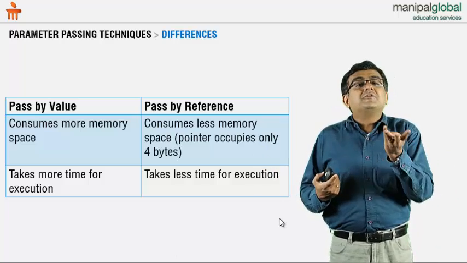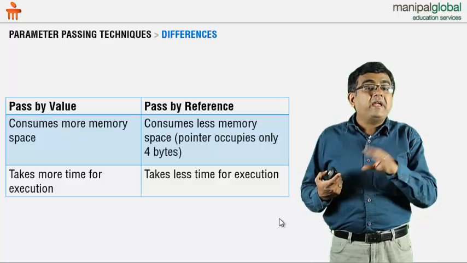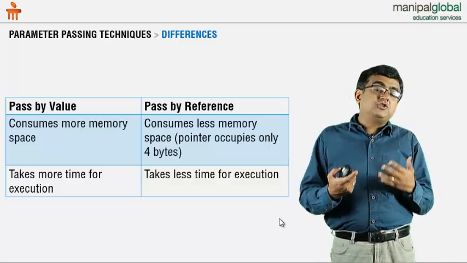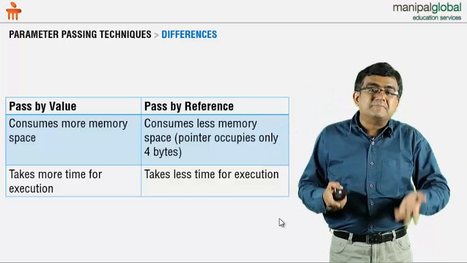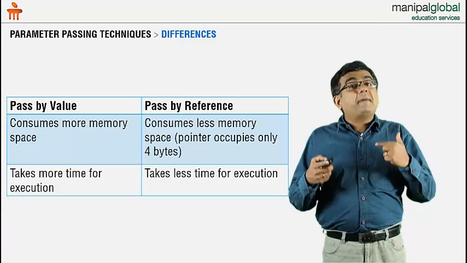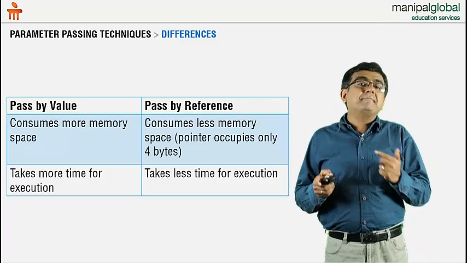In pass by reference you're only going to pass the address. Now an address would consume, let's say, 4 bytes. So that way less space is consumed, and it takes less time for execution because your code becomes smaller. So given a chance, I would always go for pass by reference and optimize my code.